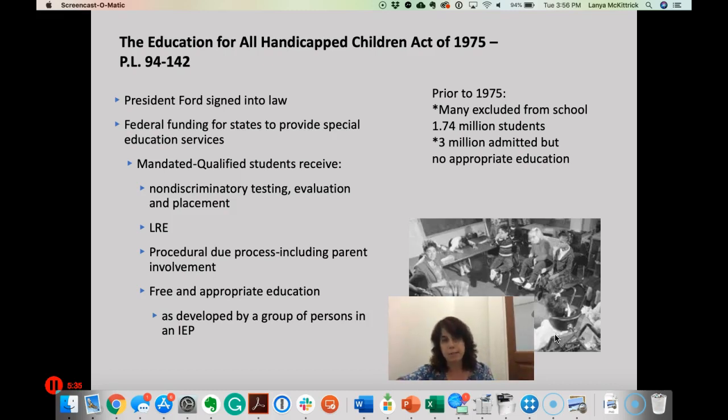It provided federal funding for states to provide special education services to students. So now students were no longer institutionalized. They were actually included and educated with their peers. This law mandates that qualified students should receive non-discriminatory testing, the least restrictive environment, which again is education with their typically developing peers. There were procedural safeguards for parents. Parents were involved in educational decisions, and these students should receive a free and appropriate education, which I'll talk a little bit more about later, but essentially the same educational rights as all other students.